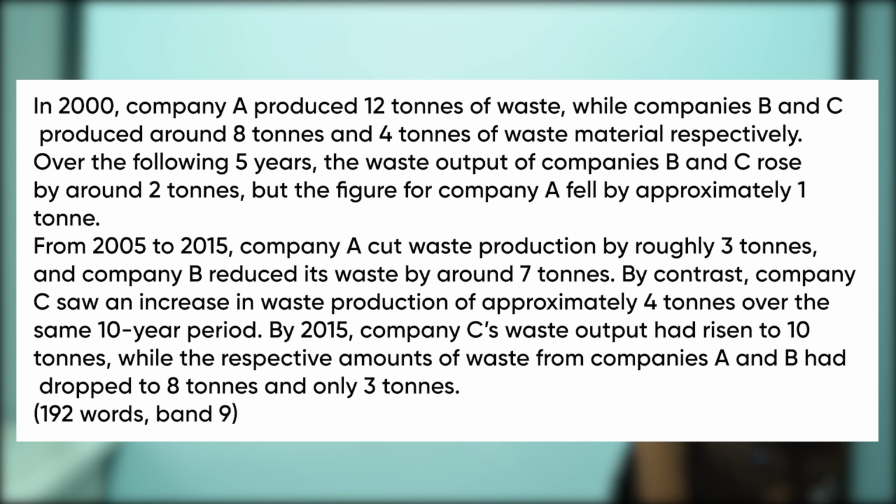So, details 1 and details 2, now we're gonna read it as well, and I will outline very important moments in our essay. In 2000, Company A produced 12 tons of waste, while companies B and C produced around 8 tons and 4 tons of waste material respectively. Over the following 5 years, the waste output of companies B and C rose by around 2 tons, but the figure for company A fell by approximately 1 ton. This one is details 1.